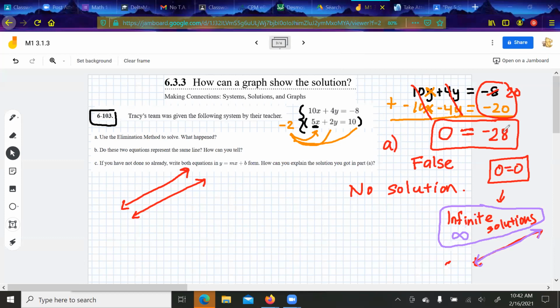But if you get 0 equals another number, they don't cancel out, it's no solution. Okay, it means the lines are parallel. If you have not done so already, write both equations in y equals mx plus b. Oh, we're going to skip that part because the next problem is going to do that. Okay, so we're good with A and B. I'm going to clear this out so we can do the very last problem.